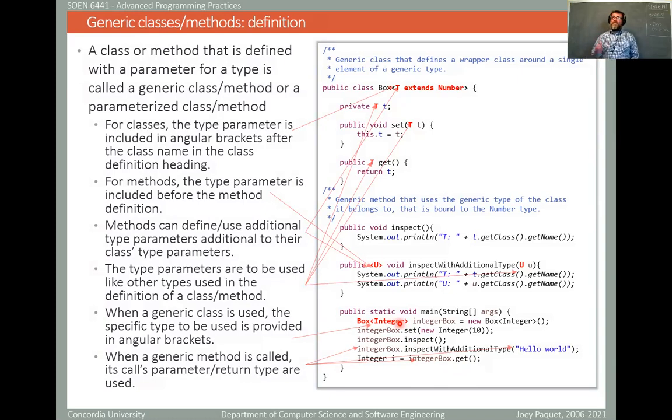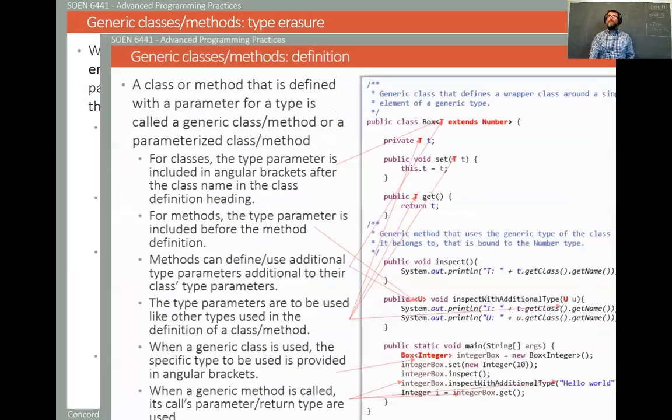So this generic class does not exist. These type parameters don't exist at runtime. They are removed by the compiler.